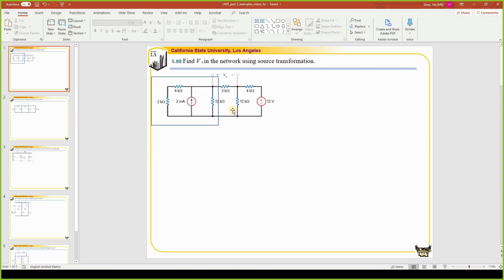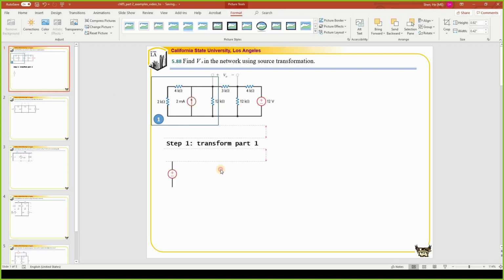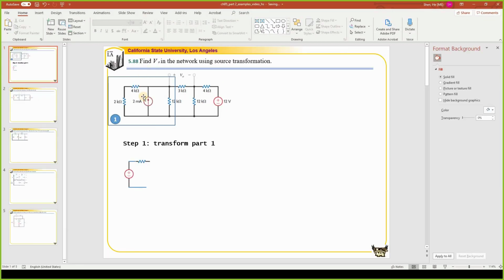So this is the first part of my circuit. I'm going to simplify this part. I'm going to transform part 1, and we're going to simplify that to be one voltage source in series with one resistor. So we want to simplify the left-hand side to be this part.